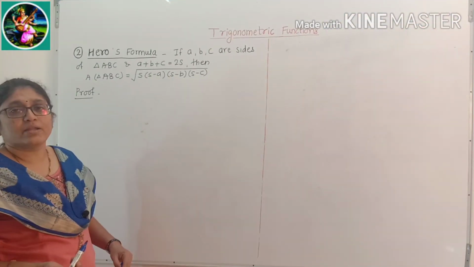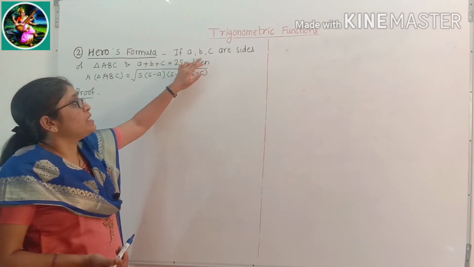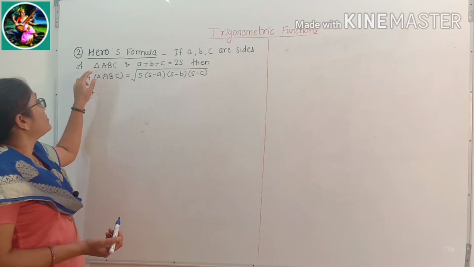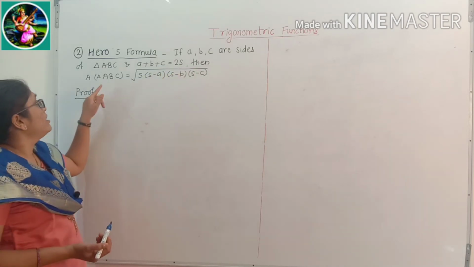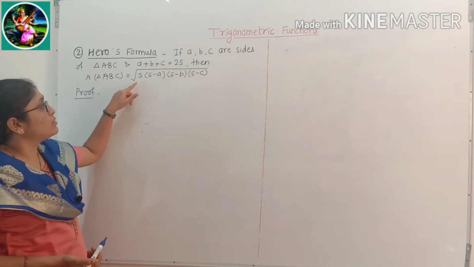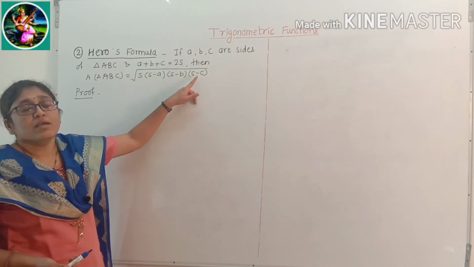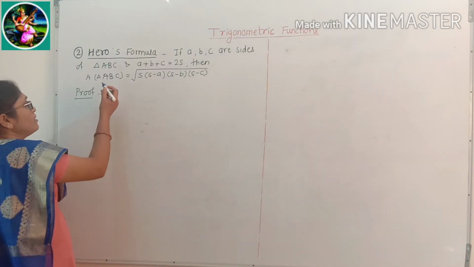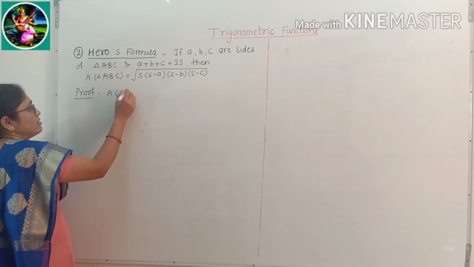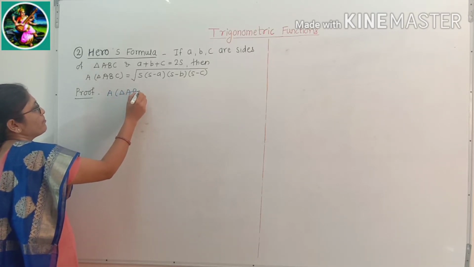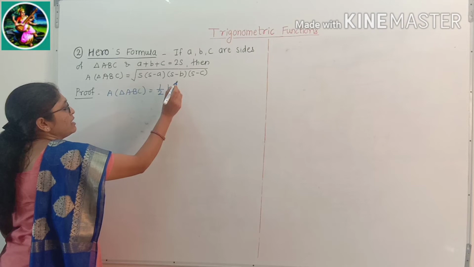Second application of sine rule, cosine rule and projection rule is Hero's formula. If a, b, c are sides of triangle ABC and a plus b plus c is equal to 2s, then area of triangle ABC is equal to square root of s into s minus a into s minus b into s minus c. We know that area of triangle ABC is equal to 1/2 of bc sin A.